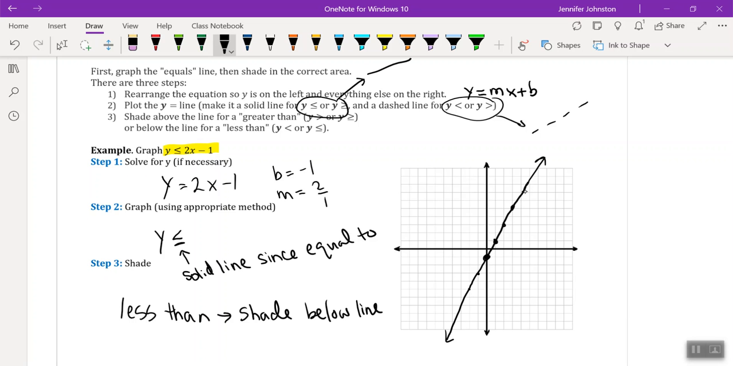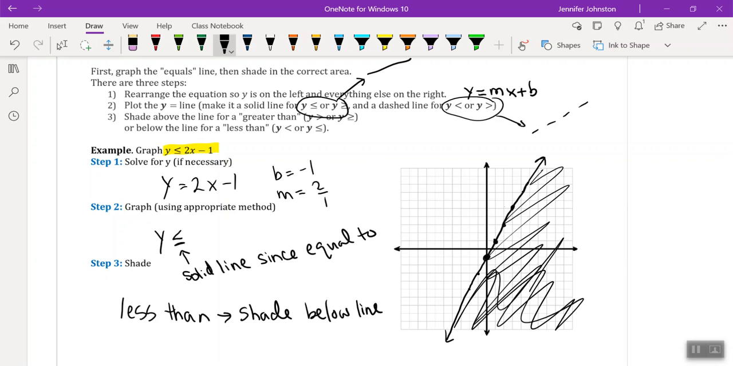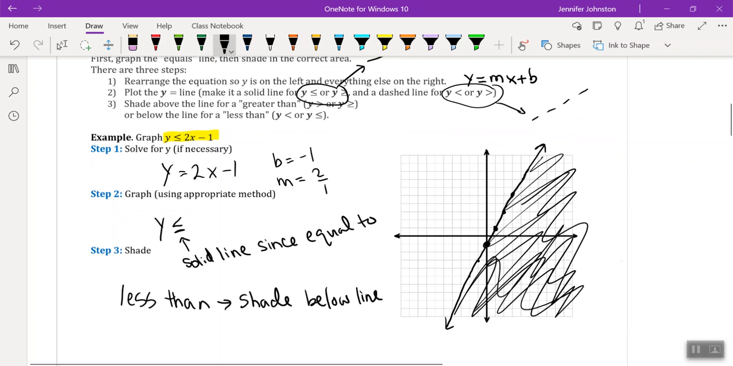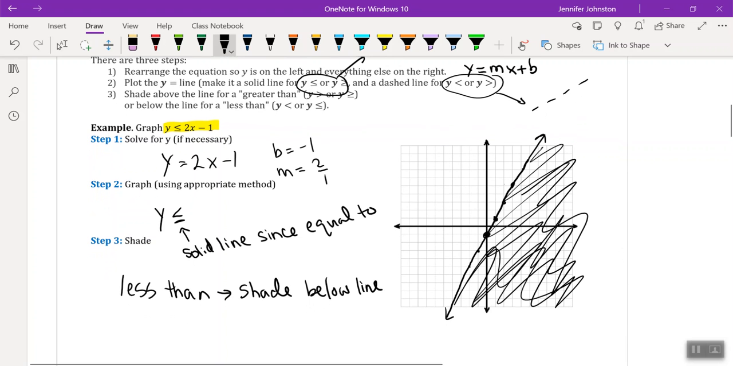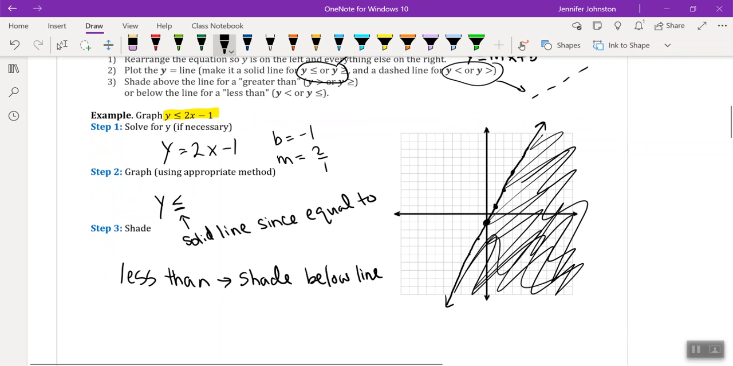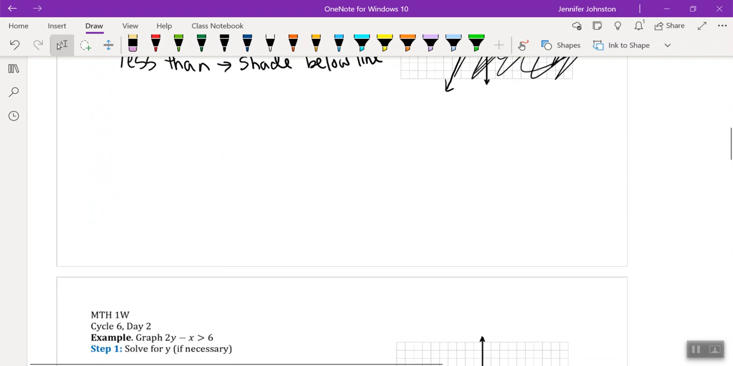Okay, so looking at our line, where's below the line? Here's our line. Everything above the line would be up here. So that would be all shaded, but we're looking for everything underneath the line. So underneath the line is all this space. And that's it. That's everything below y equals 2x minus 1. All right, let's go ahead and try the next question.